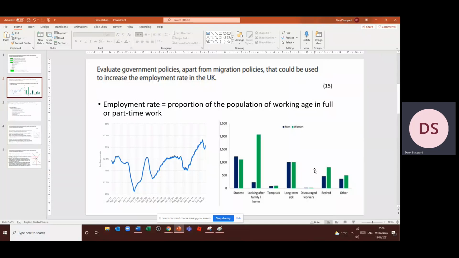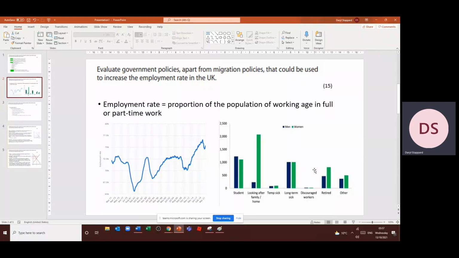So overall, the big takeaway point from this is that if you want to increase the employment rate, you've got to reduce unemployment and you've got to somehow reduce economic inactivity. Now, all I would put in this first paragraph, if it was me, would be that the employment rate measures the proportion of the population of working age who are in full or part-time work. I might then say that the current UK employment rate is just over 75%.